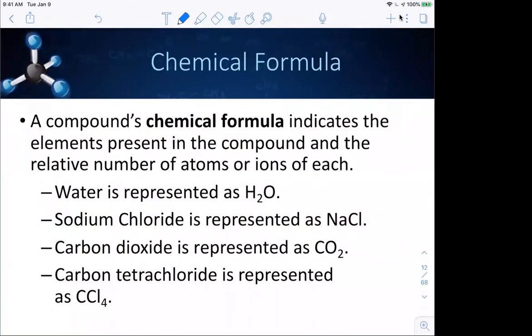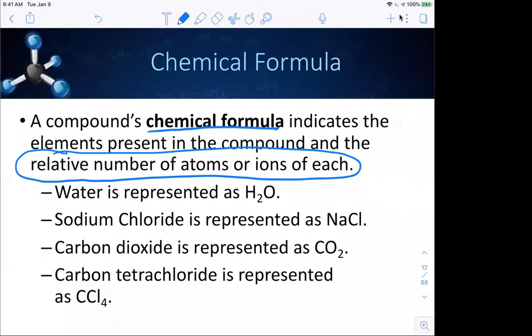Compounds are represented by chemical formulas. This indicates which elements are present in the compound, and it also indicates the relative number of atoms or ions of each. This is my fixed ratio.